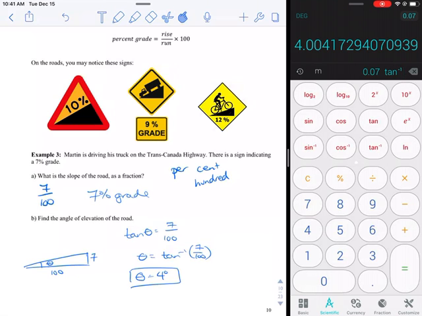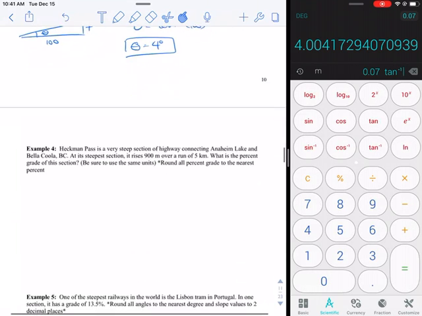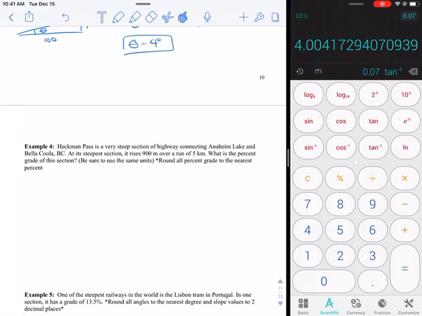Here's another example. Heckman Pass is a very steep section of highway connecting Anaheim Lake and Bella Coola, BC. At its steepest section, it rises 900 meters over a run of 5 km. What is the percent grade of this section? Be sure to use the same units.